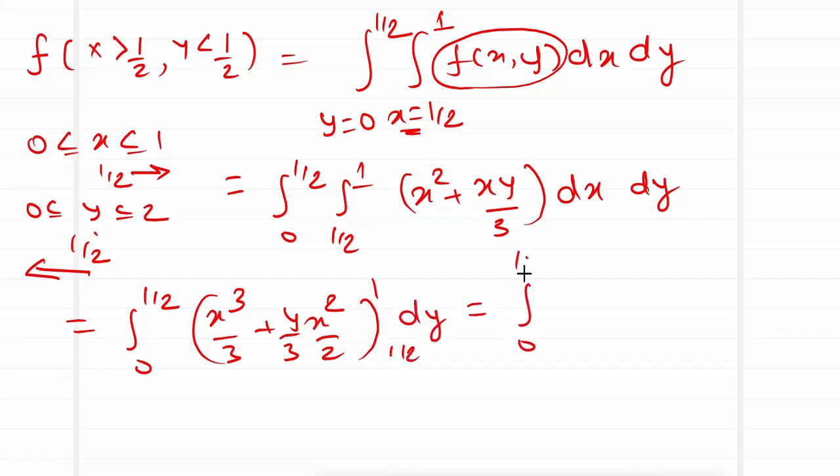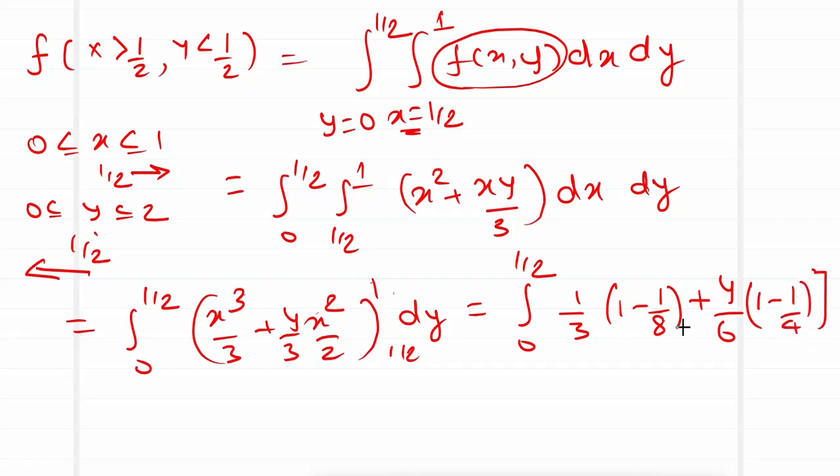So integral from 0 to half, apply the upper limit. 1 by 3 times of upper limit is 1 minus lower limit is 1 by 2 the whole cube, so that makes it as 1 by 8 plus y divided by 2 3s are 6, y is a constant. x square upper limit is 1 minus lower limit is 1 by 2 the whole square, so it becomes 1 by 4, and still we have to integrate it with respect to dy.